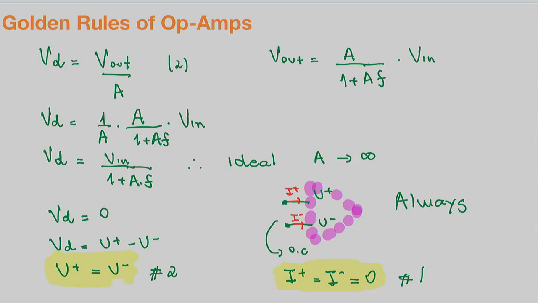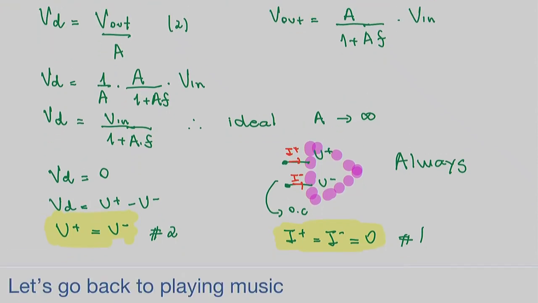Question, Div. If there's no current flowing through the op-amp, then does the op-amp not affect Vin, or things that are connected?